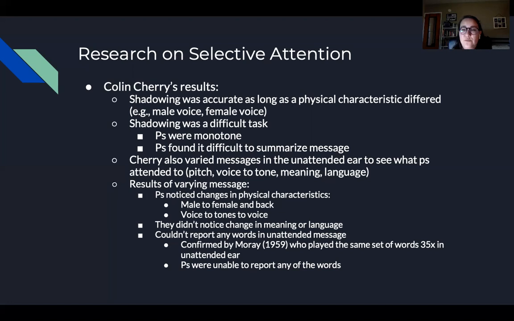However, they didn't report any differences when the meaning of the message changed, or when the language in which the message was spoken changed. And also, they couldn't recall anything from the unattended message. This was also confirmed by a researcher in 1959 by the name of Moray. He played back just the same set of words, cat, cat, cat, 35 times in the unattended ear, while the other message was going on in the attended ear. And still, participants were totally unable to report any of the words that were supposedly coming into the unattended ear.